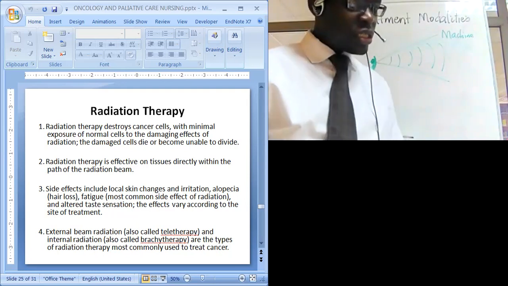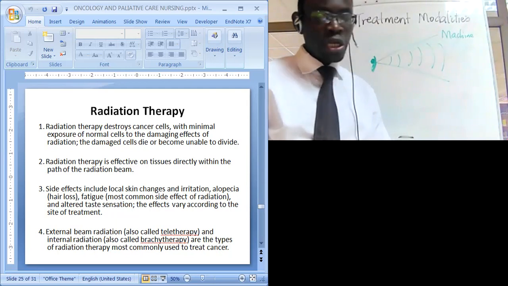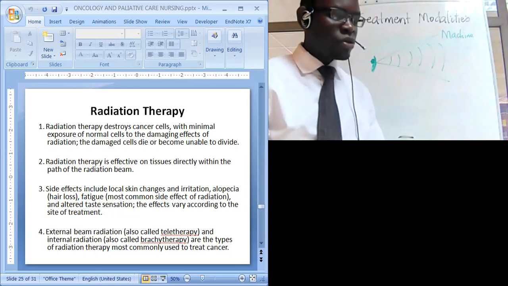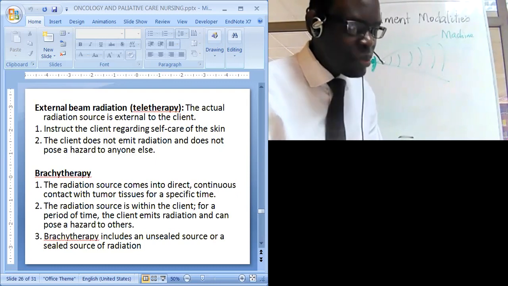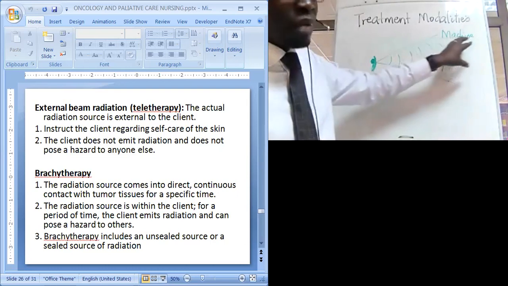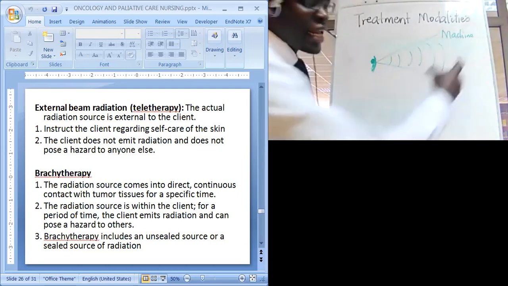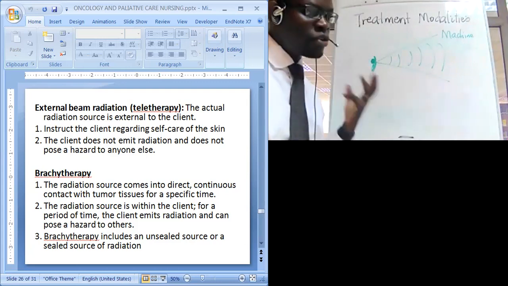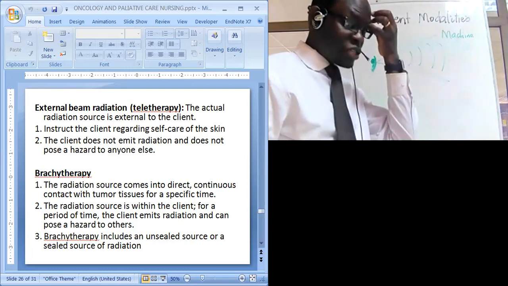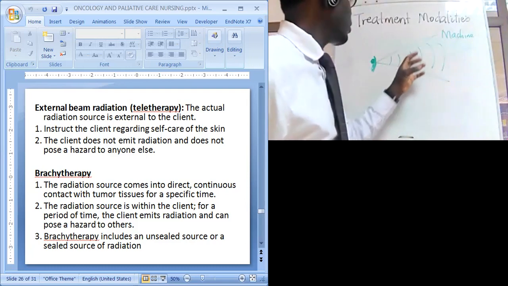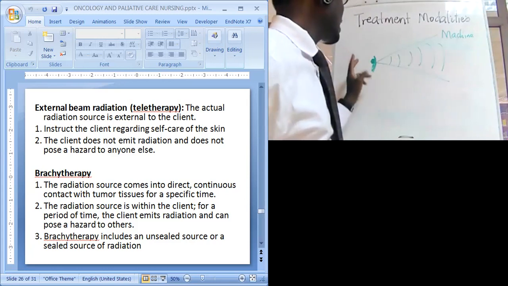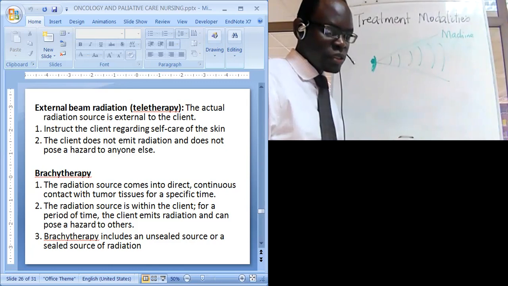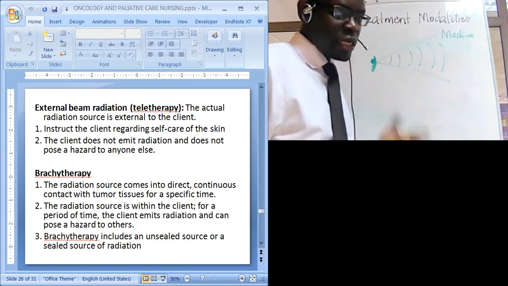Now, radiation is basically divided into two. There is what we call external beam radiation, also called teletherapy, and then we have internal beam radiation, which is called brachytherapy. These are the two types of radiation that are used. With external beam radiation, the machine is outside, and they direct the beam to the lesion. So the actual radiation source is external to the client. What you do is instruct the client regarding skin care. It should also be known that when they are finished irradiating, the client does not emit any radiation. In other words, the client is safe to move around. That is what we mean by external beam radiation or teletherapy.